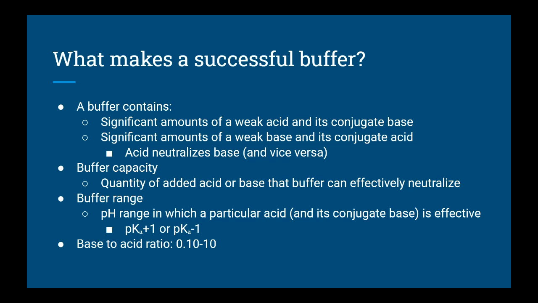If we want to make a successful buffer, we cannot surpass the buffer capacity or buffer range. We define the capacity of a buffer as the amount of added acid or base which our buffer can effectively neutralize, while the range of a buffer is defined as the pH range over which a particular acid and its conjugate base can be effective. The most effective buffer range is when pH equals pKa plus or minus 1. Surpassing the capacity or range of a buffer essentially defeats its purpose. Finally, the base to acid ratio for an effective buffer must be between 0.1 and 10.